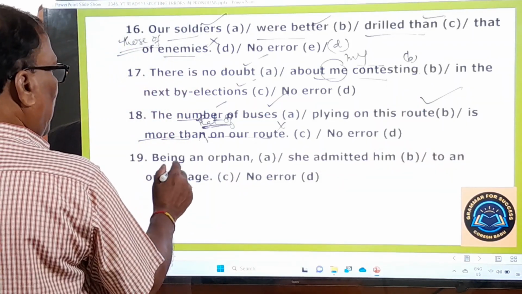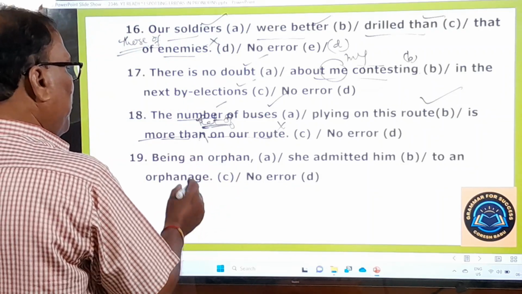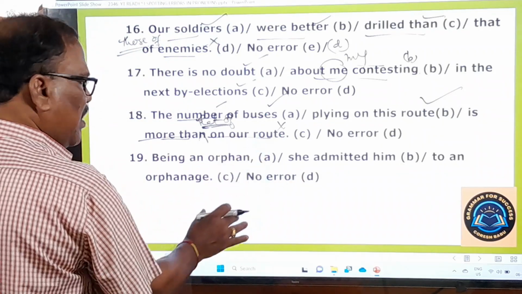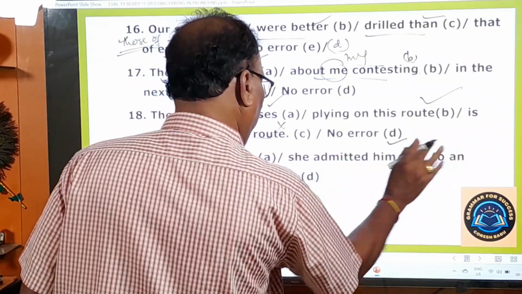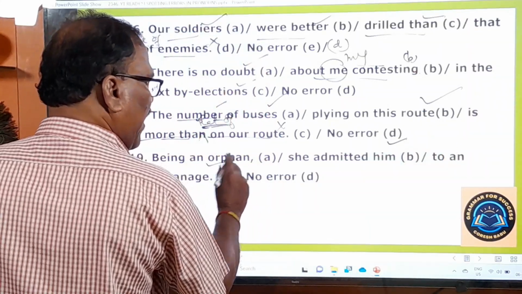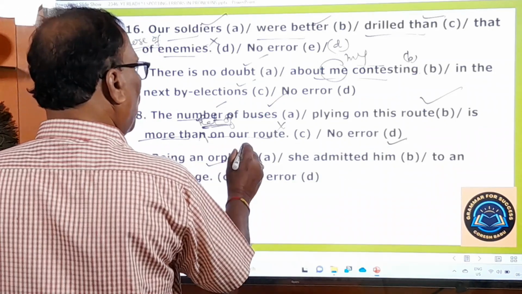20th one, 19th one: being an orphan, she admitted him to an orphanage. Interesting one. If you observe this sentence, you find that this B part is absolutely okay. She admitted him to an orphanage, absolutely okay. B and C parts are okay. But this A part is not okay.